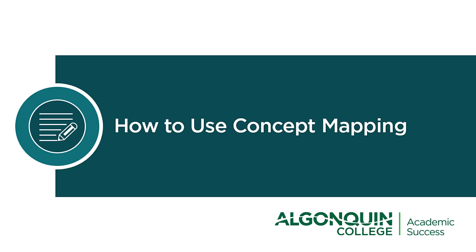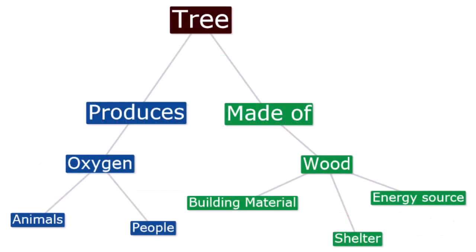This video will explain how to use concept maps to break down complex topics into their individual related parts. This is a good way for a visual learner to understand the correlation between parts of a concept or idea.